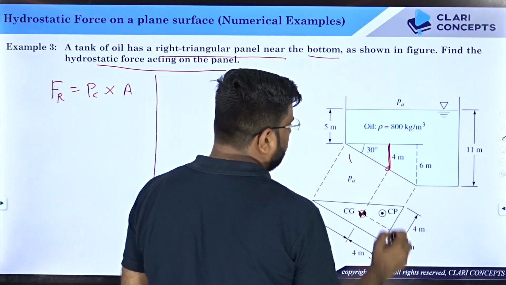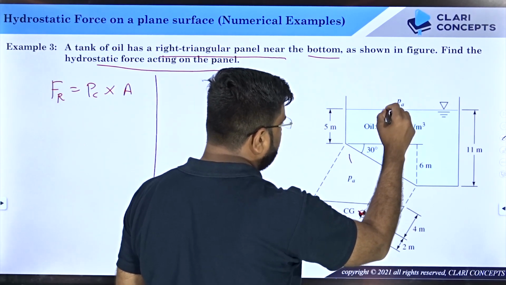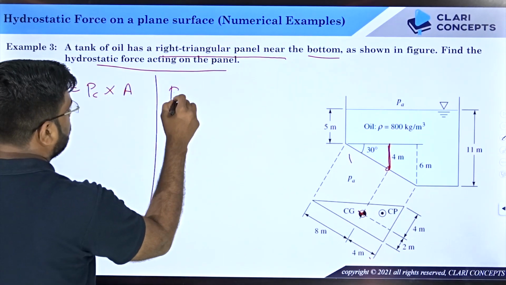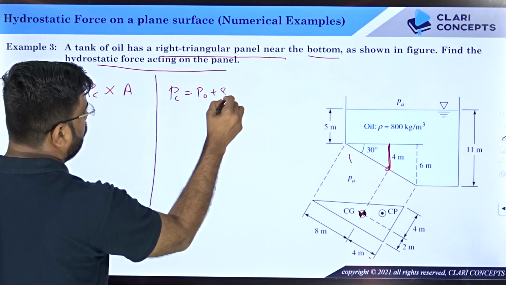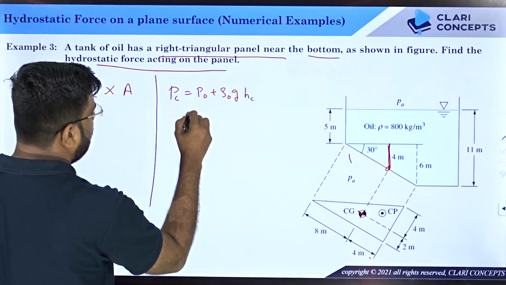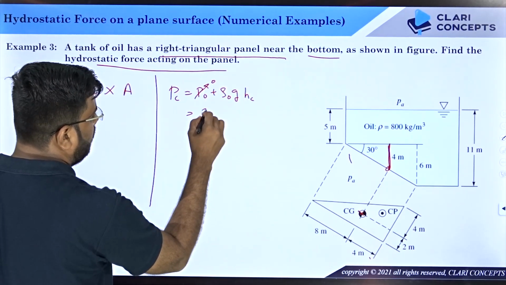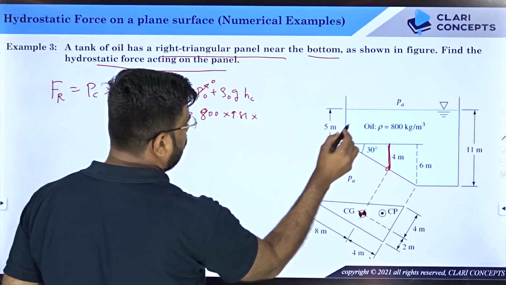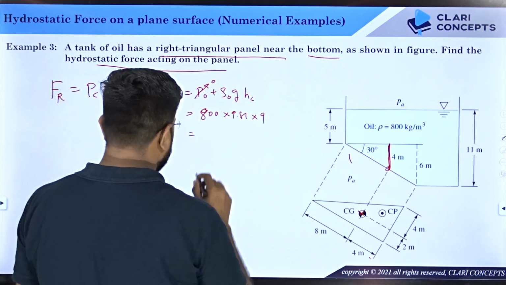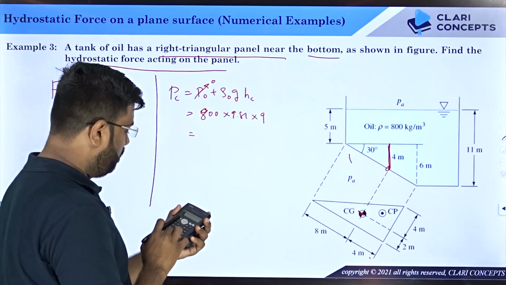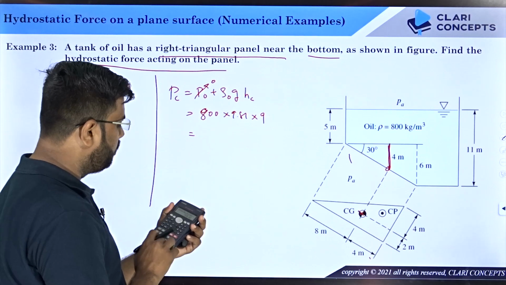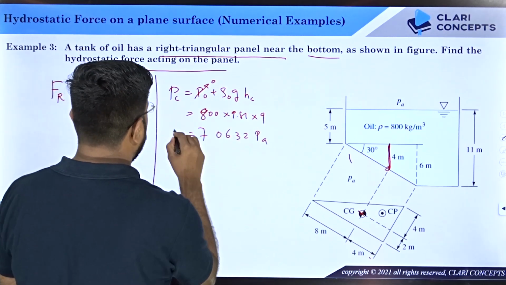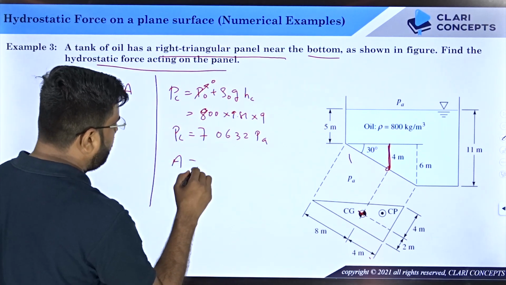So pressure at this point, what is it? P0 plus rho g, 5 plus 4, 9. Isn't it? So PC will be equals to P0 plus rho of oil G and HC. You can take P0 as 0. So rho of oil is 800 given to you into 9.81. HC is what? 5 plus 4, 9. You calculate this into 9.81 into 9. This is 70632 Pascal.